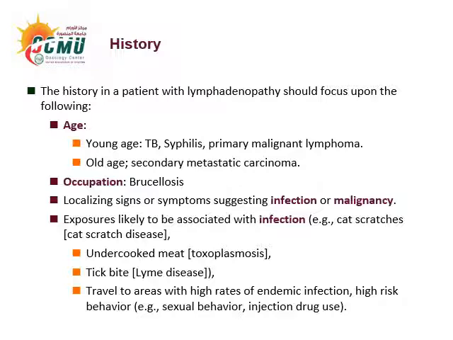Patient may also present with localized signs or symptoms suggesting infection or malignancy. So we will put infectious and malignant causes in the differential diagnosis. Exposures likely to be associated with infection, for example, cat scratch disease, undercooked meat associated with toxoplasmosis, tick bite, Lyme disease, travel to areas with high rate of endemic infection, high risk behavior, for example, sexual behavior or injection drug use.